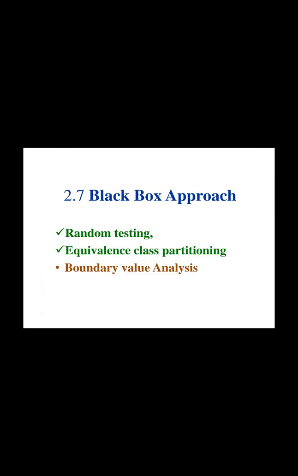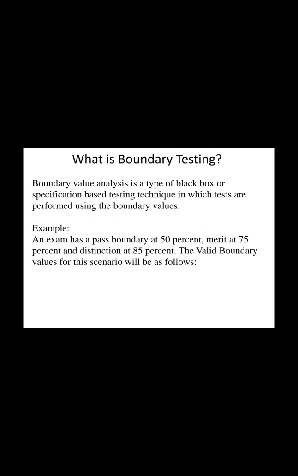So in the black box approach, the next topic is called boundary value analysis. Here we are considering the major boundary types. We will take specification based testing techniques in which tests are performed using the boundary values. Boundary values mean the minimum range and maximum range. For example, an exam has a pass boundary of 50%. In exams, students are given marks from 0 to 100. The minimum value is 0, and the maximum value for the exam score is 100.